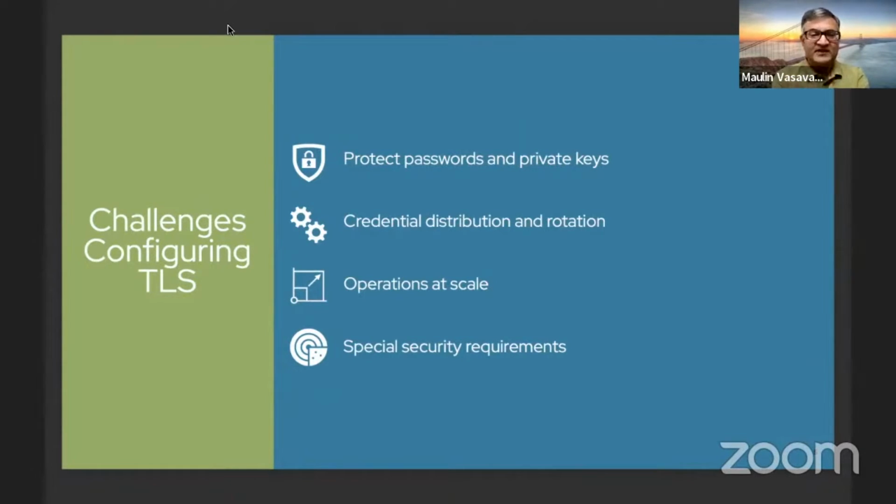Because digital certificates involve private and public key pairs, it is important that we are able to protect those private keys and the corresponding passwords. It's also important that we are able to distribute those credentials in a secure way and rotate them periodically to offer better security.